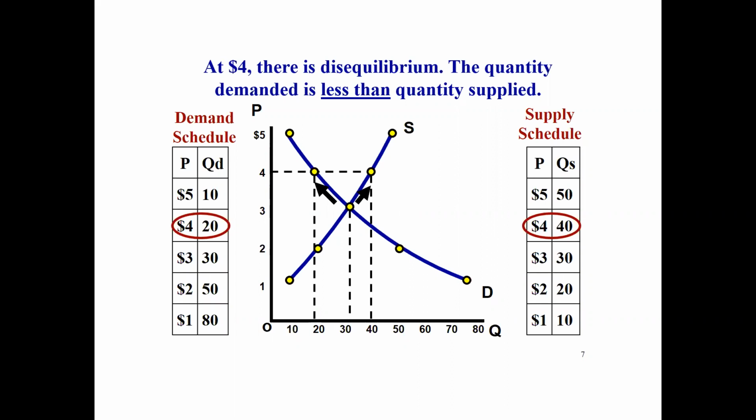All right, anytime the price is above the equilibrium, it is a surplus. And you don't have to memorize that. You just look at the graph, right? Here at $4, people are demanding 20. I'm supplying 40. I have a surplus of 20. 40 minus 20.